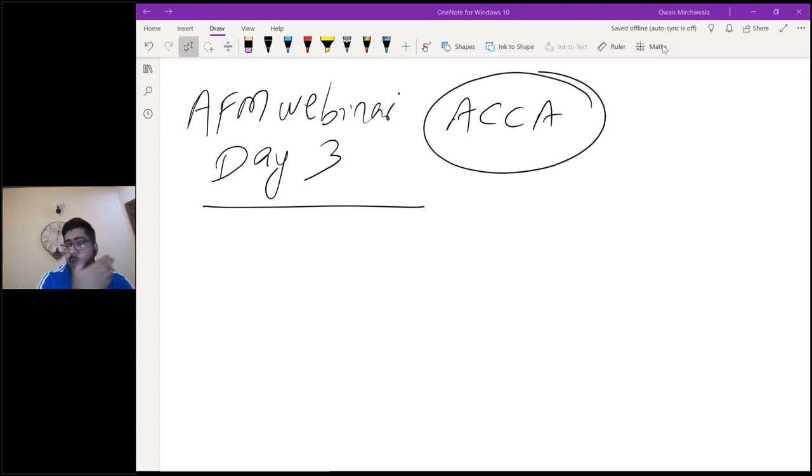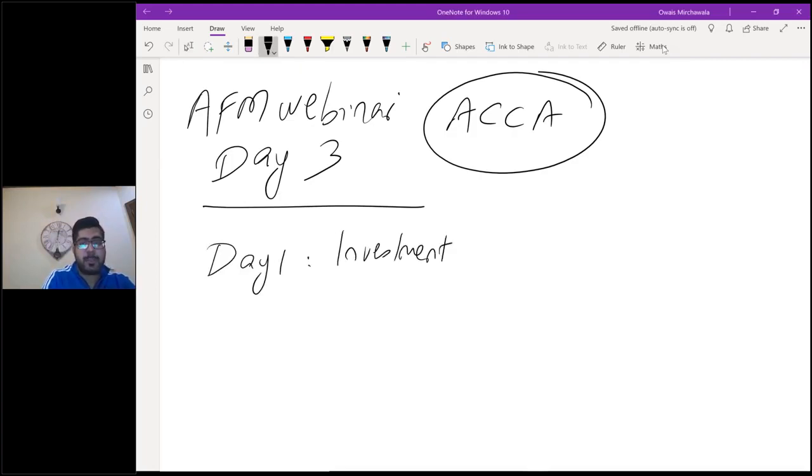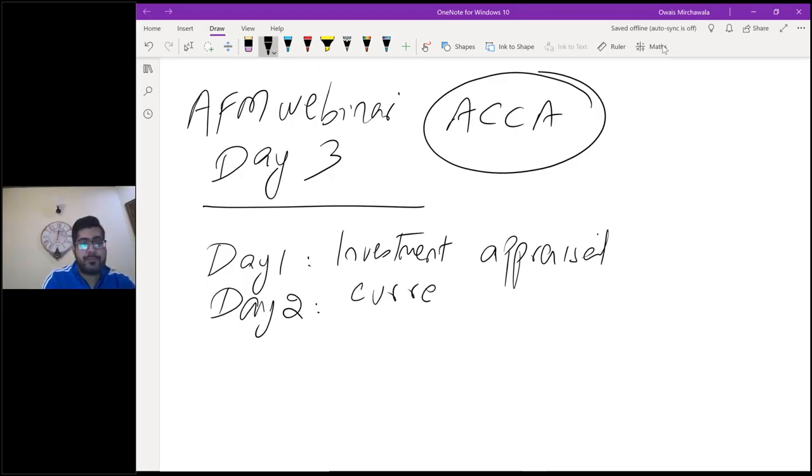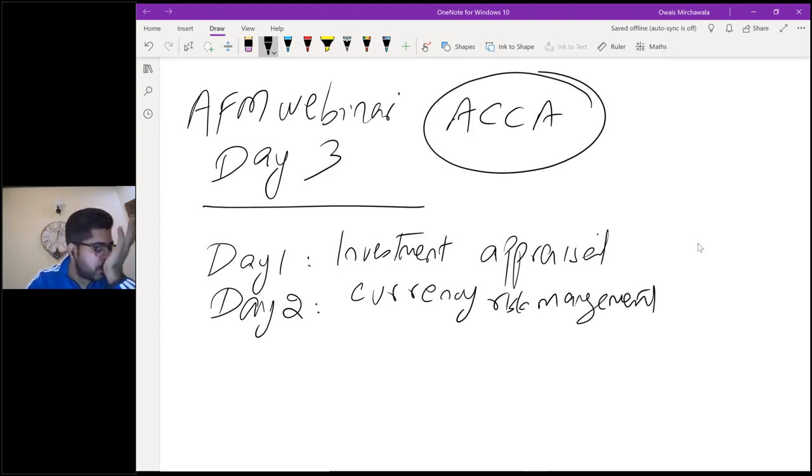We have already had 2 sessions, yesterday and day before yesterday. As far as day 1 was concerned, we covered the investment appraisal question. As far as day 2 is concerned, we covered currency risk management. 3 techniques were covered: futures, options, and forward exchange contract.